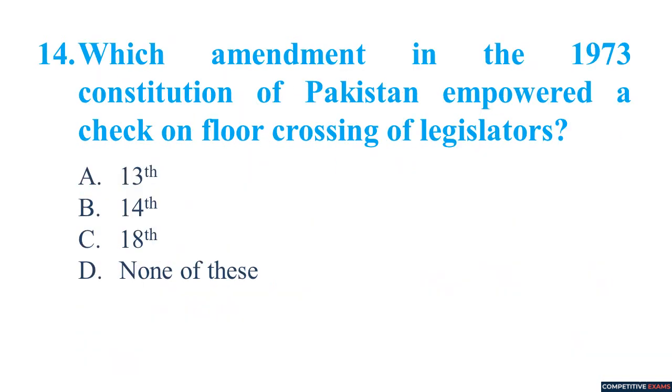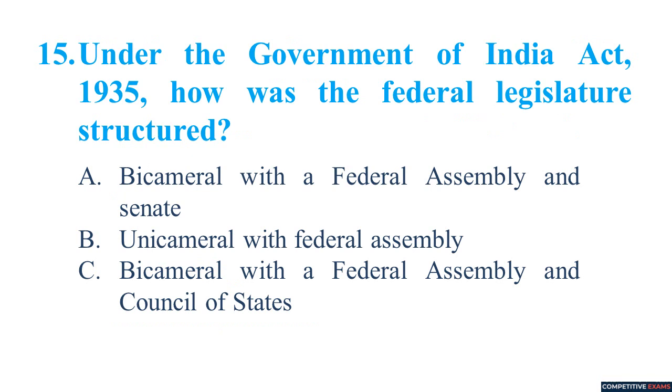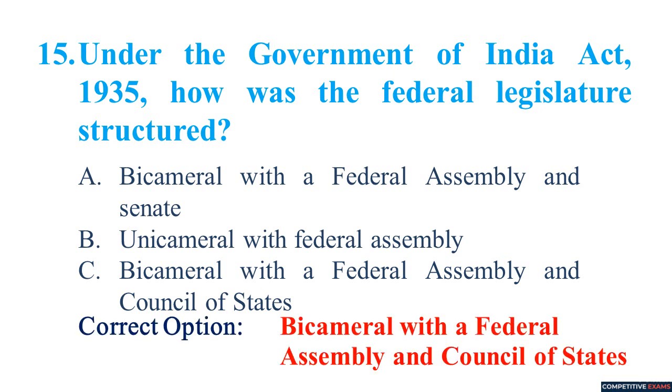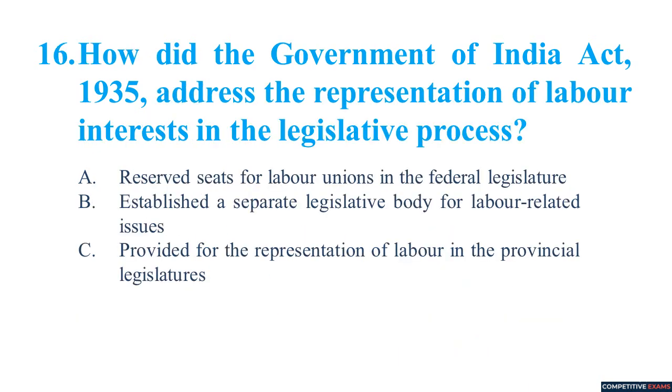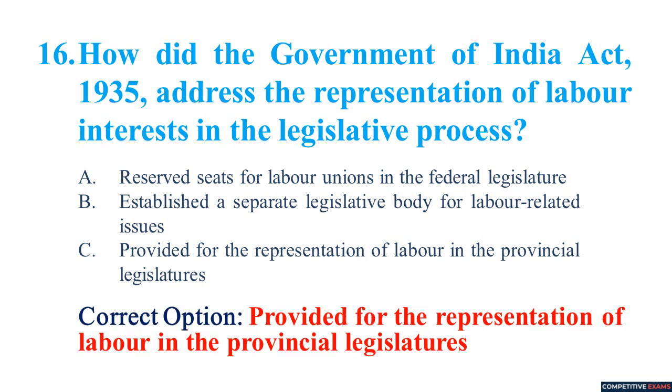Which amendment in the 1973 Constitution of Pakistan empowered a check on floor crossing of legislators? Article 14th. Under the Government of India Act 1935, how was the federal legislature structured? Bicameral with a federal assembly and council of states. How did the Government of India Act 1935 address the representation of labor interest in the legislative process? Provided for the representation of the labor in the provincial legislatures.